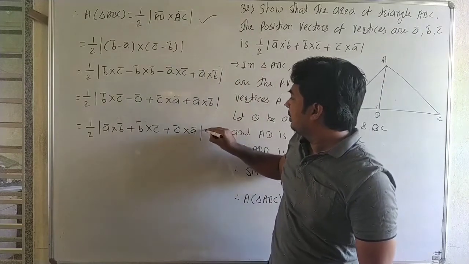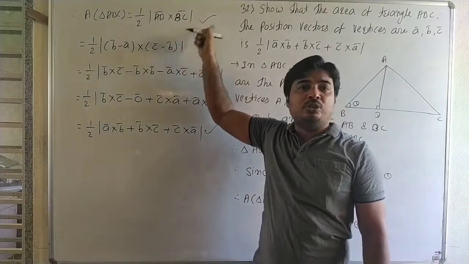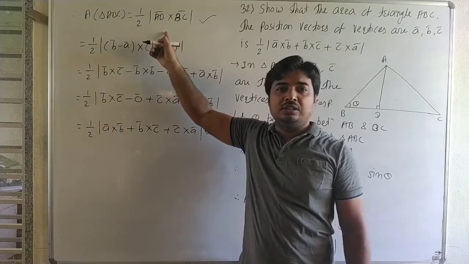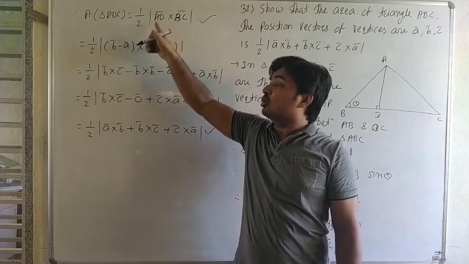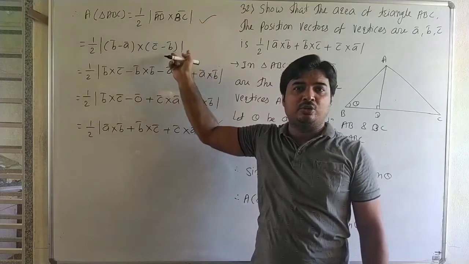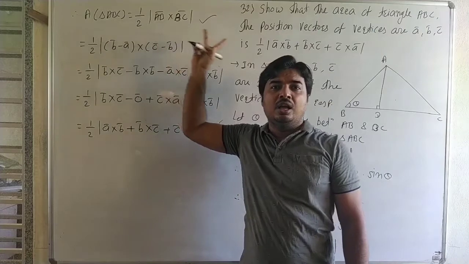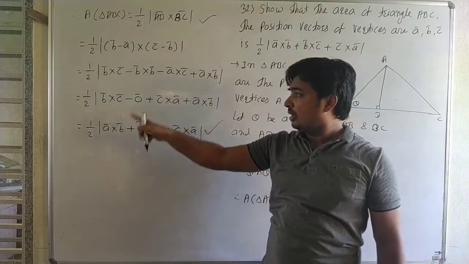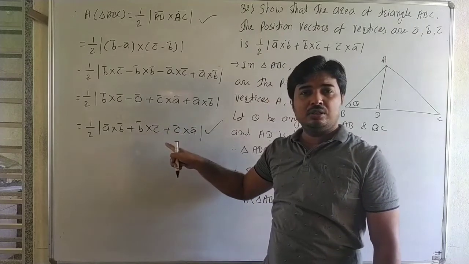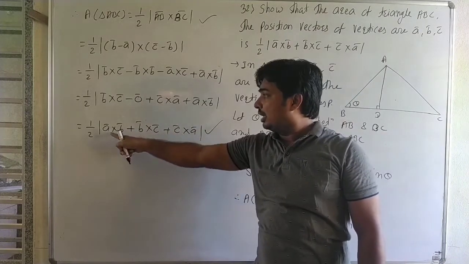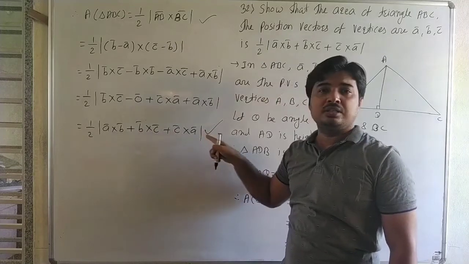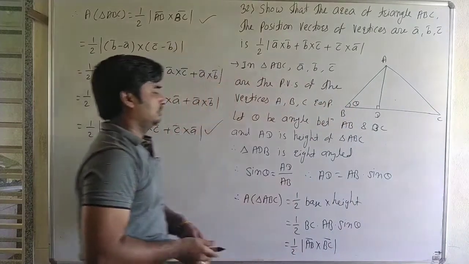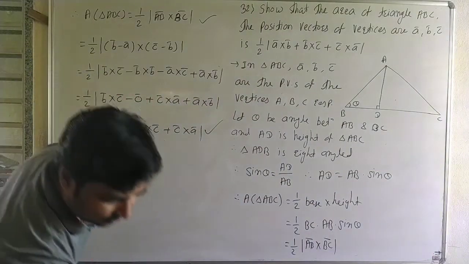When the two sides of the triangle are given in vector form, then we use this: the first side and the second side, take the cross product of these two sides and take the magnitude times 1 by 2. It is the area of the triangle. And when the vertices are given, then we use this formula: 1 by 2 magnitude of A cross B plus B cross C plus C cross A. It is the area of the triangle. Now we see the next example.